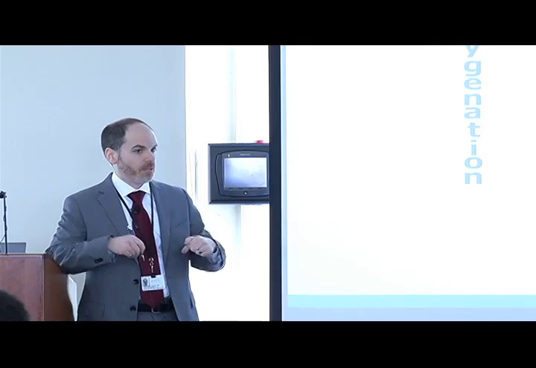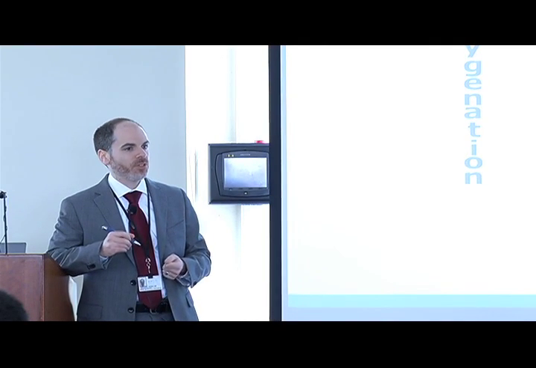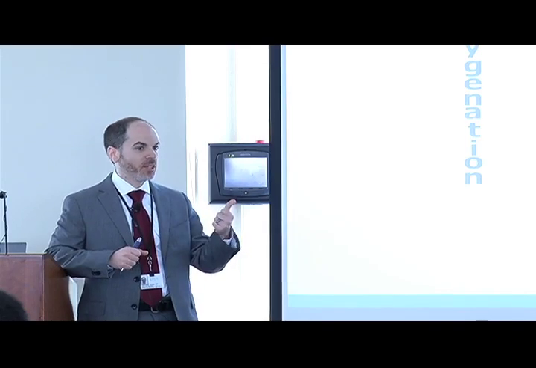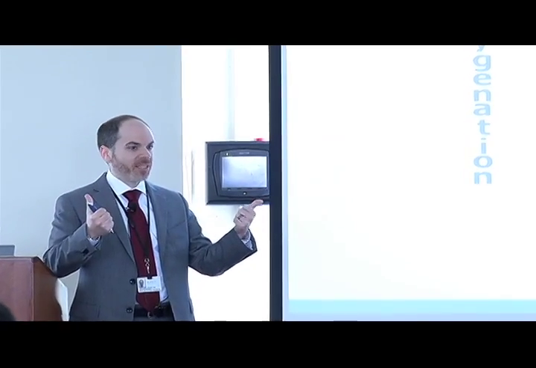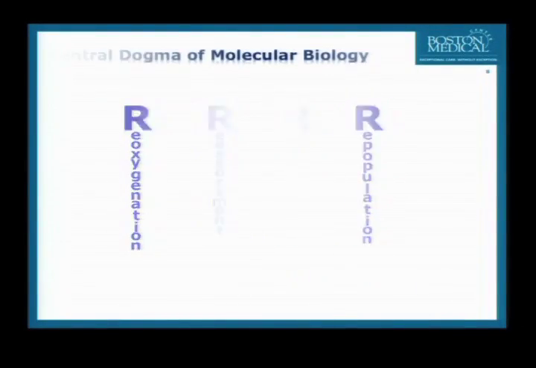Repair: you want to minimize repair of your tumors, and you want to maximize repair of your normal tissue. That's where you'd love to have a radio sensitizer and a radio protector at the same time. So you could maximize repair of your normal tissue with the radio protector and maximize damage with the radio sensitizer. And repopulation: you want to repopulate your normal tissue and you don't want to repopulate your tumor. That's pretty easy. So if we move forward.